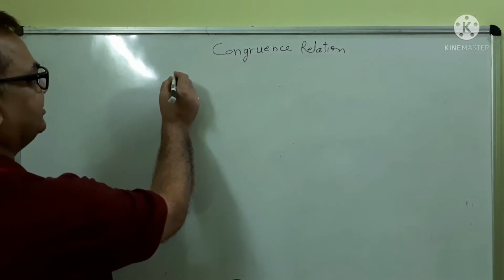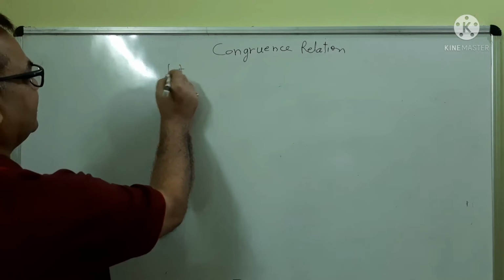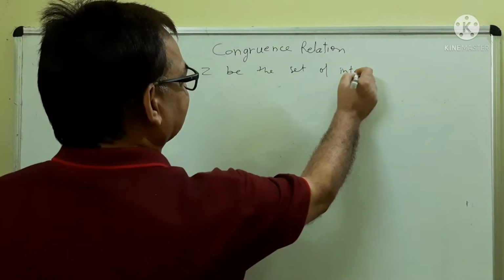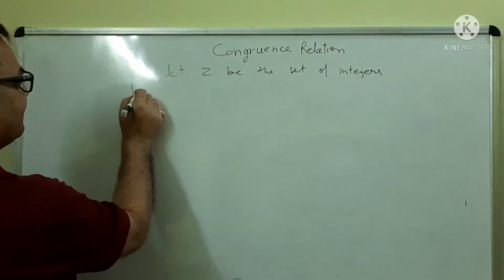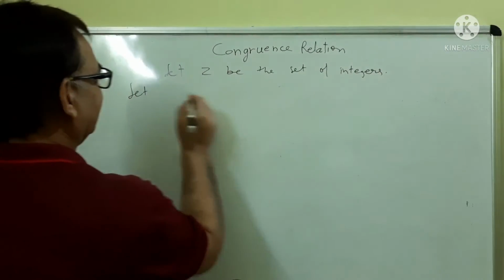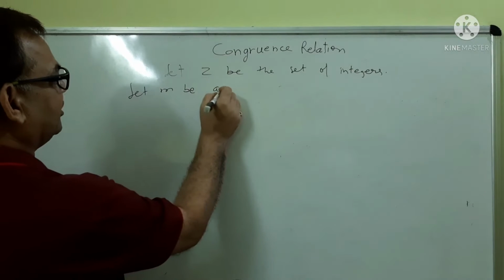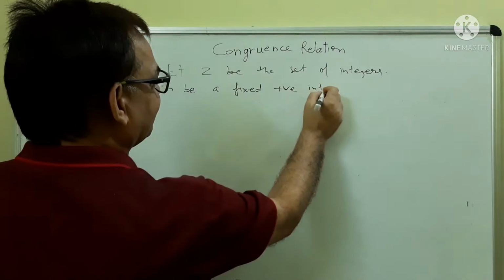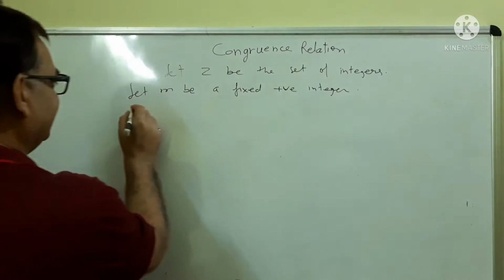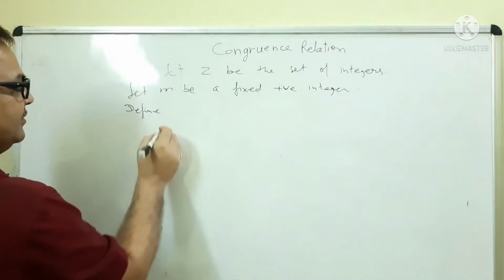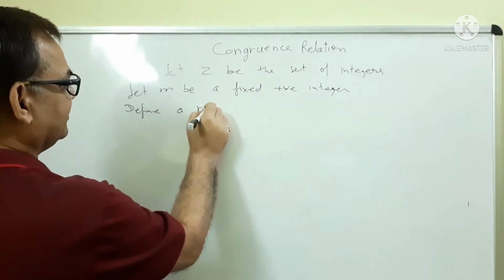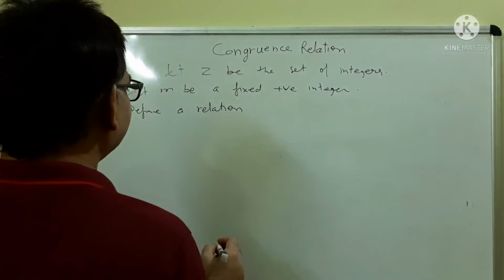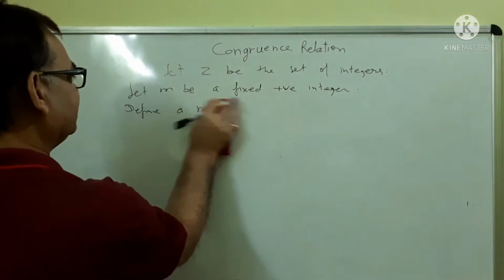यहाँ पर मान लें Z set of integers है। Let Z be the set of integers. Let m be a fixed positive integer. Define a relation.